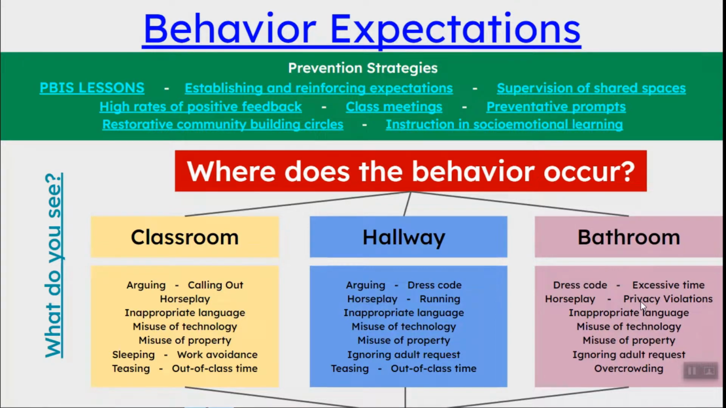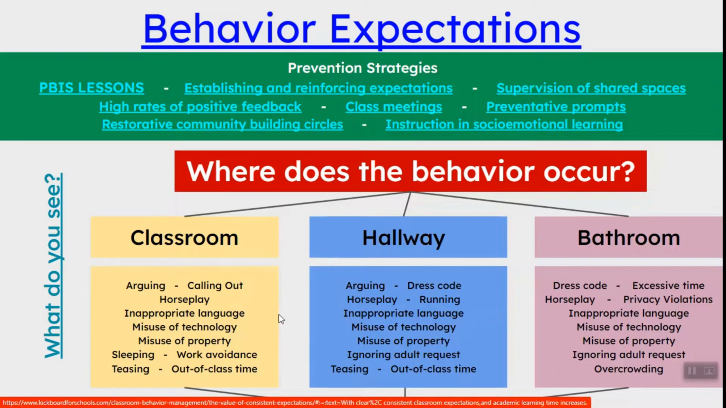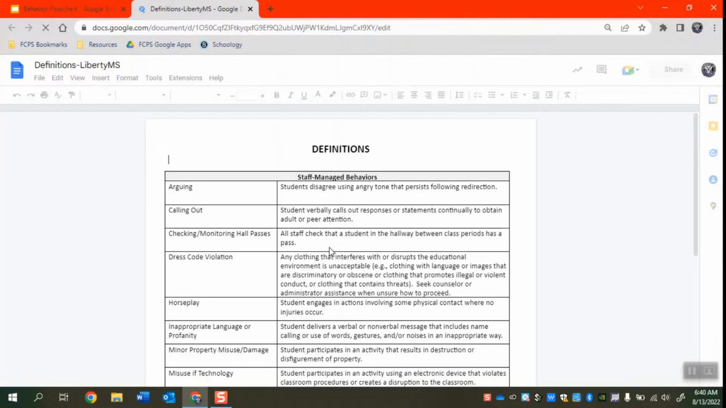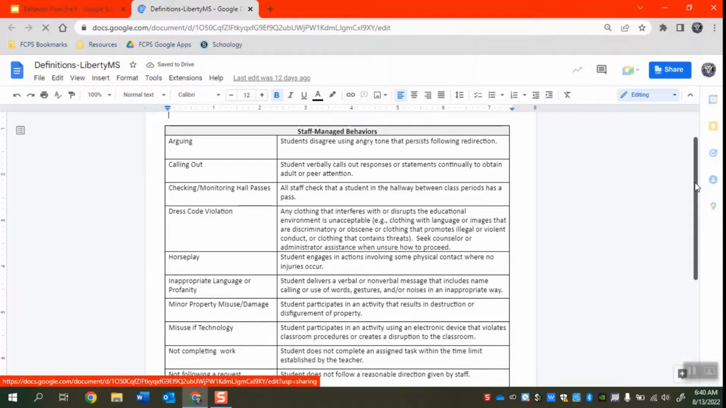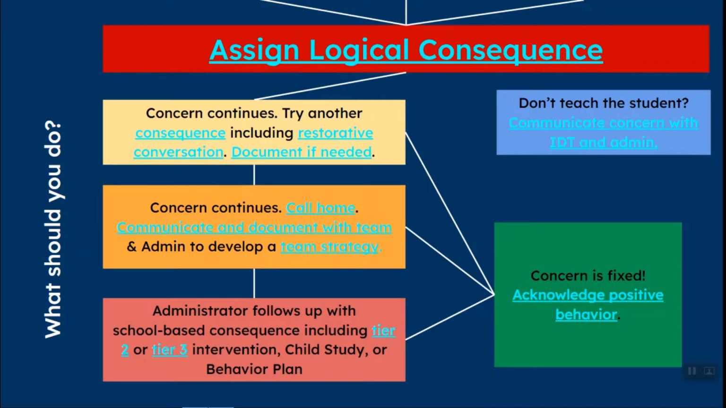I do want to point out how objective these are. The word defiance is not written anywhere in here. Each of these is a very specific behavior that you're going to give a very specific logical consequence to. Those should match each other. If any of these aren't totally clear, on the left side you see this link. That defines each of those different behaviors. So you've identified a problem.